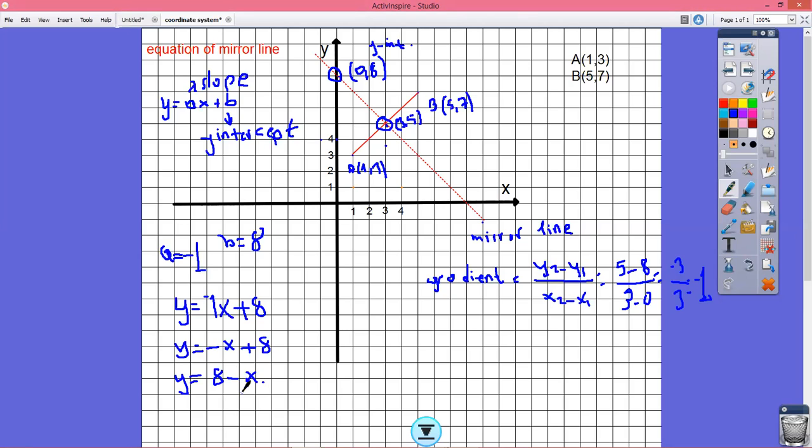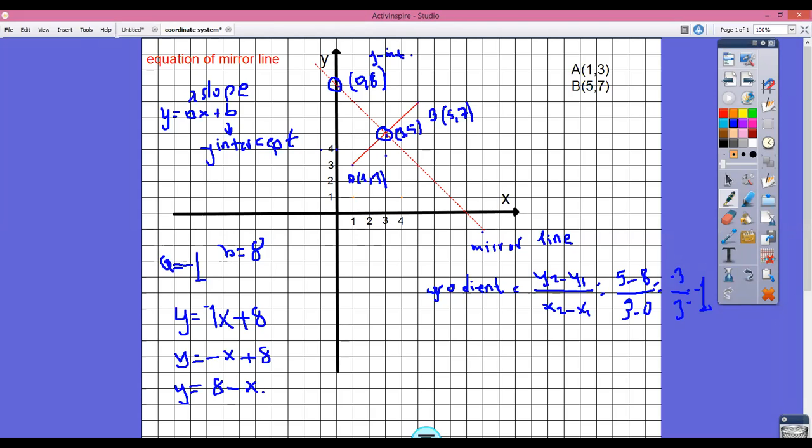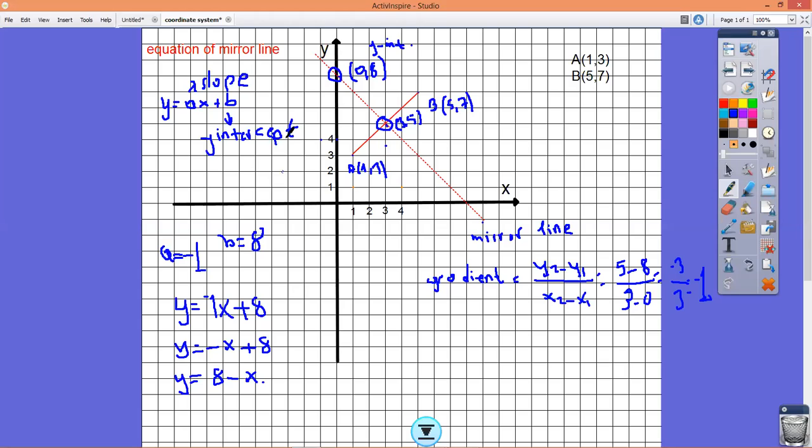Do you have any question? No. Okay, if you don't have any question, let's continue. Now find the center of rotation. I think we are going to start this one. Okay, let's go.